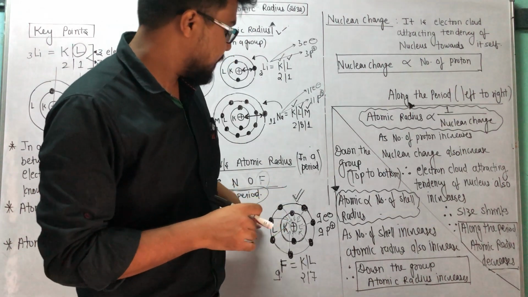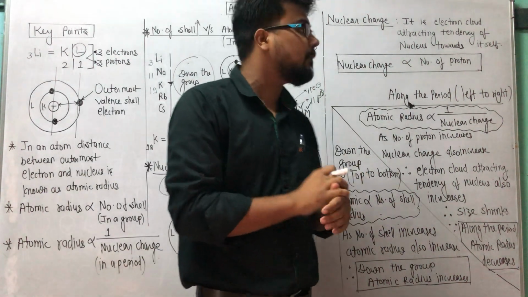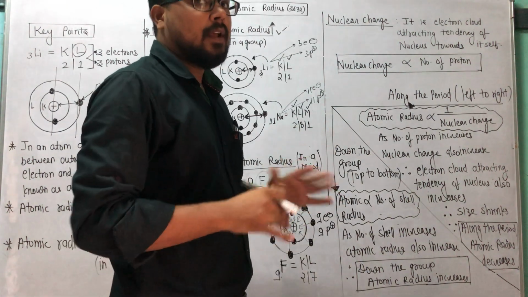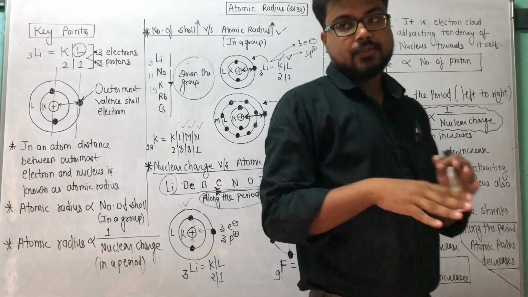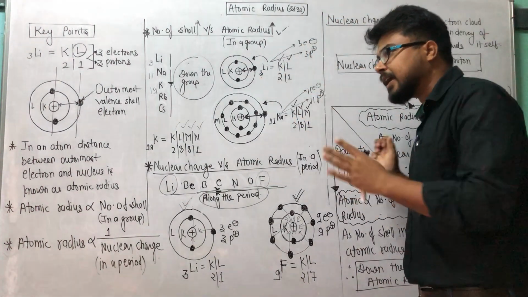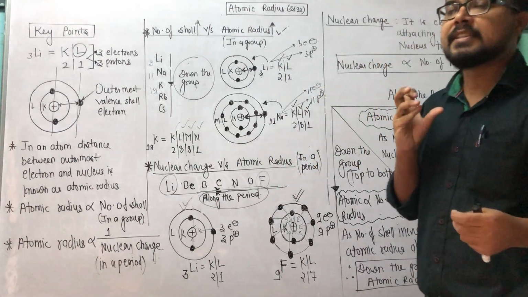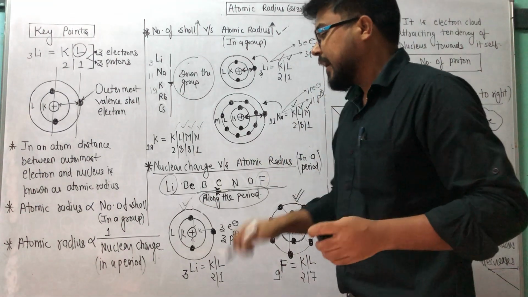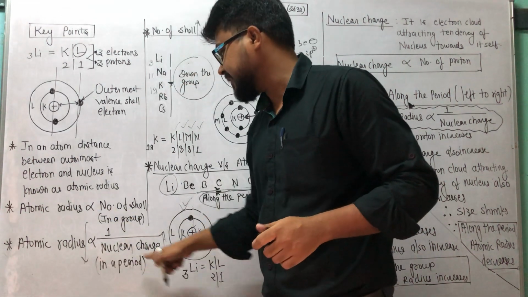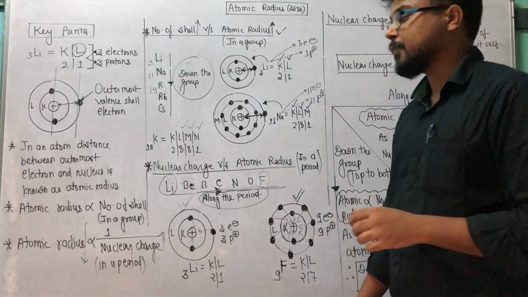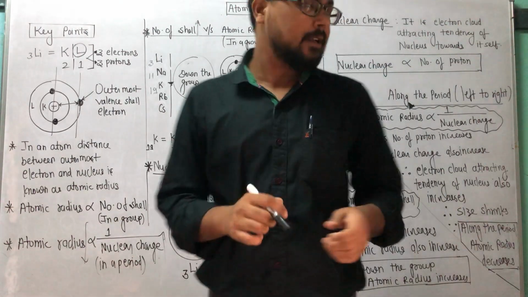As I discussed here in this diagram, it is the electron cloud attracting tendency of the nucleus towards itself. And number 2, nuclear charge is directly proportional to the number of protons. So as we move along the period, the number of protons increases, and therefore nuclear charge increases. If nuclear charge increases, atomic radius decreases because there is an inversely proportional relation. Correct? So now we are at the conclusion.